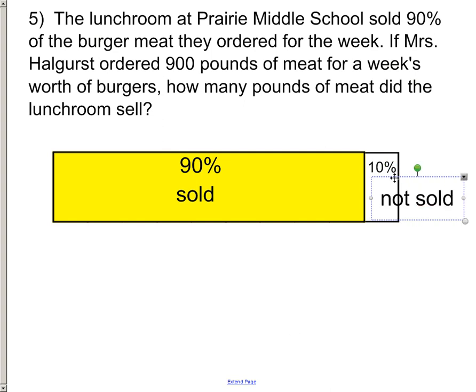And hang on just a second here. We'll shrink this down to kind of fit that in there. There we go. So that's what's going on there. 90% was sold, 10% was not sold.